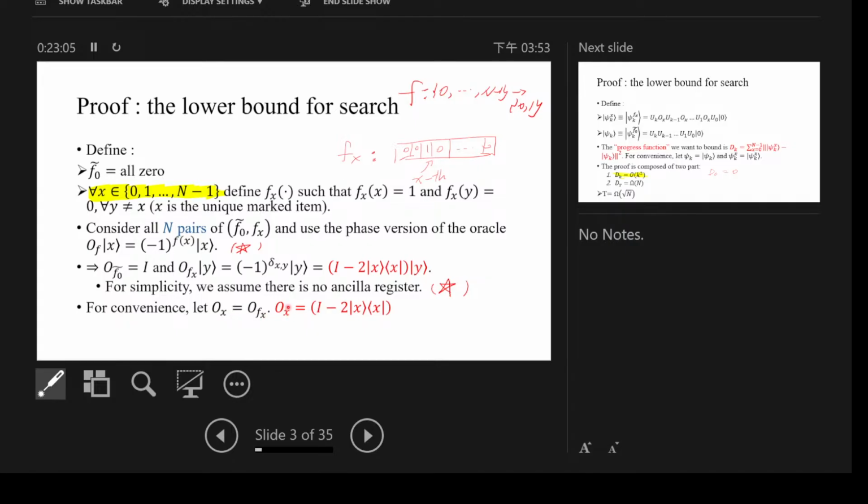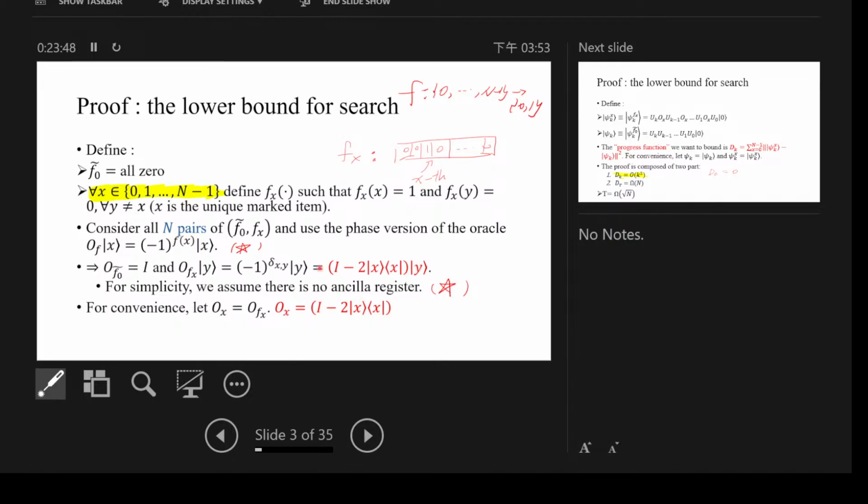So Ox has only one marked item. If you think about O^x on y, it gives you a -1 only on x. And this is something we are pretty familiar with. This is a reflection around the computational basis state x. So it can be written as identity minus 2|x><x| on y. And because this works on every y, you see Ox is just identity minus 2|x><x|.